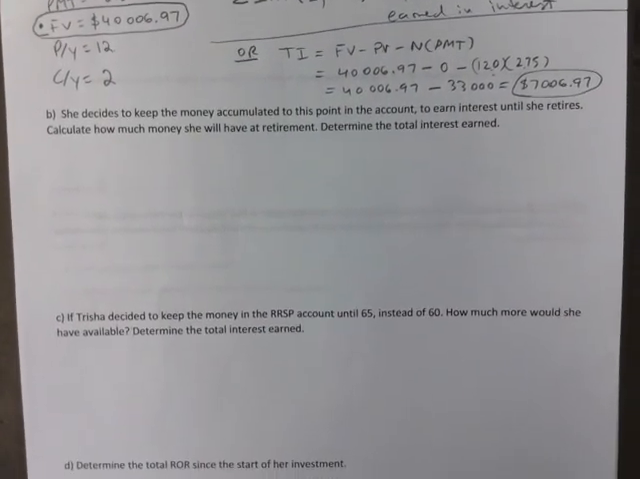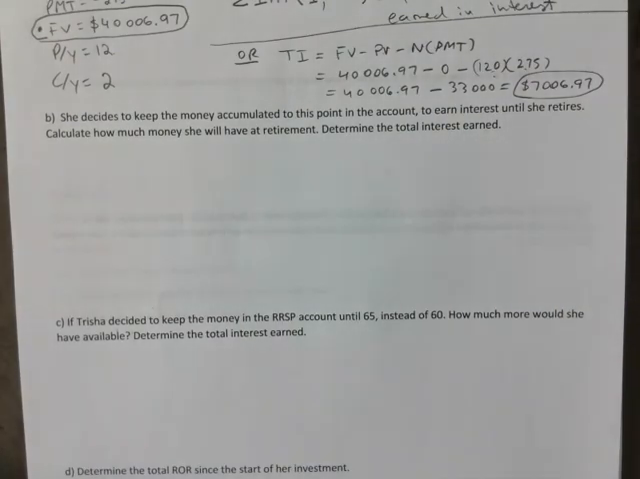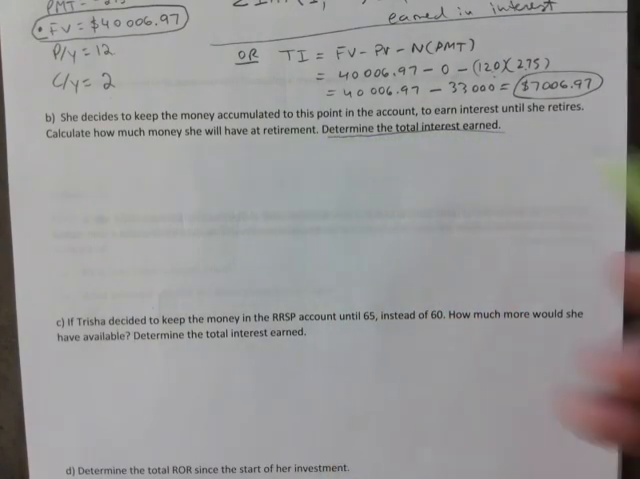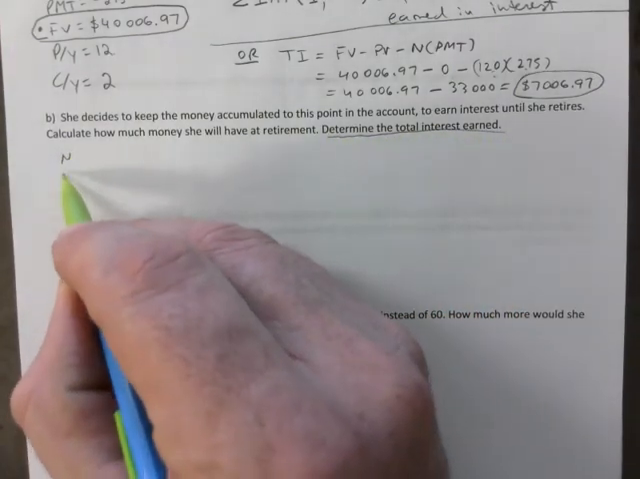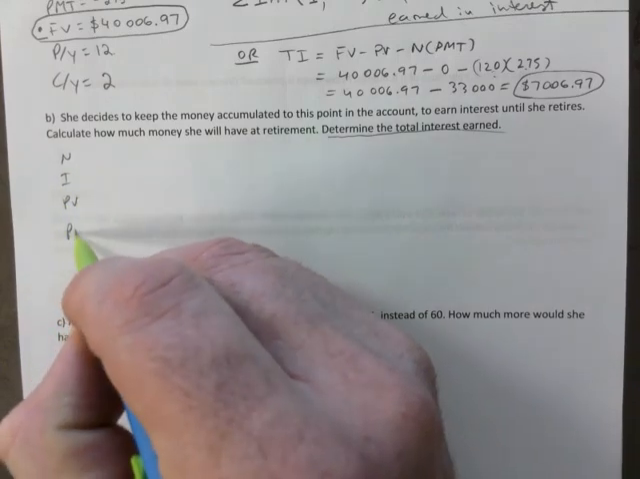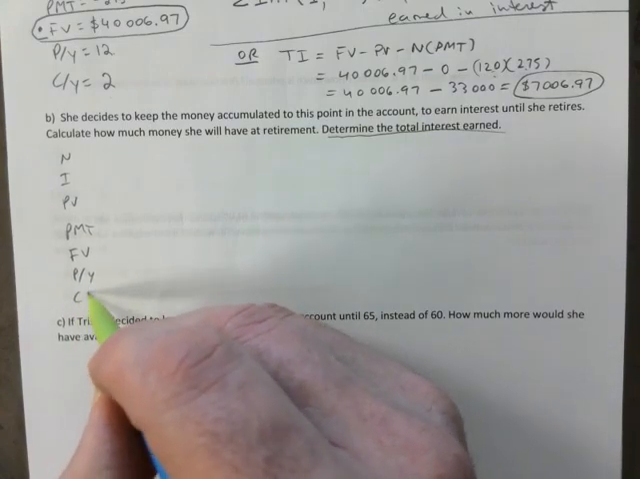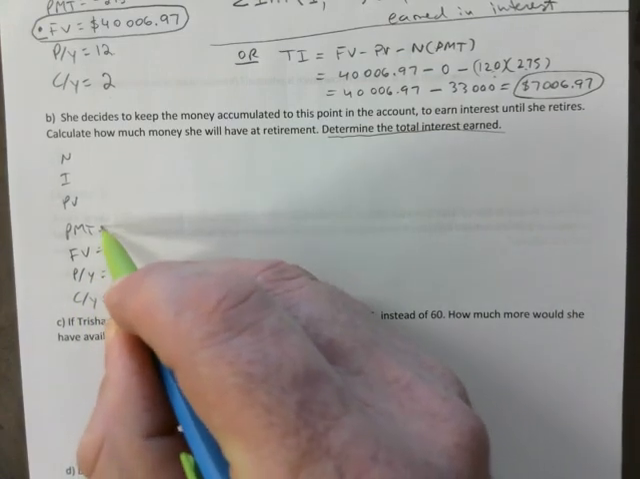Just keep asking away. She decides to keep the money accumulated at this point in the account to earn interest until she retires. Calculate how much money she will have at retirement. Determine the total interest earned. I'm just going to ask you this over and over again so you don't forget. Let's do this here. And I will try to get some answers from the crowd here.